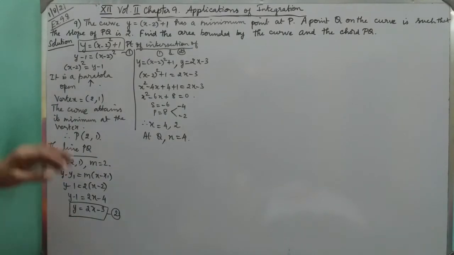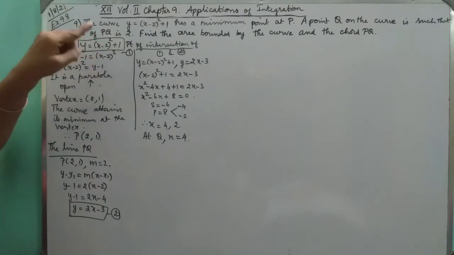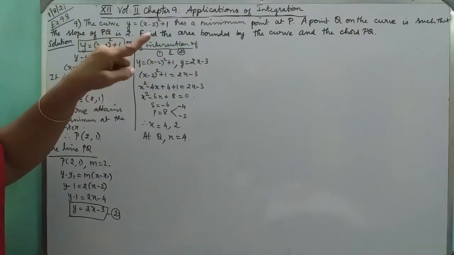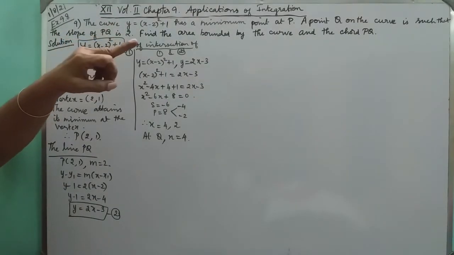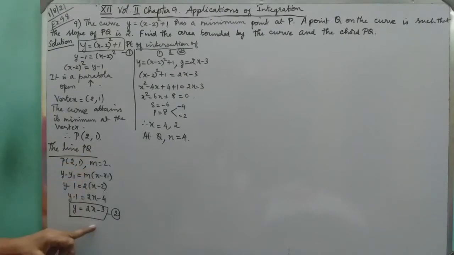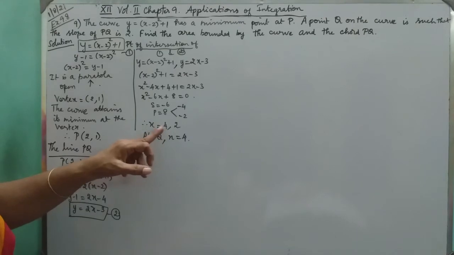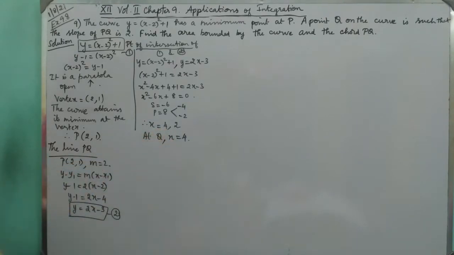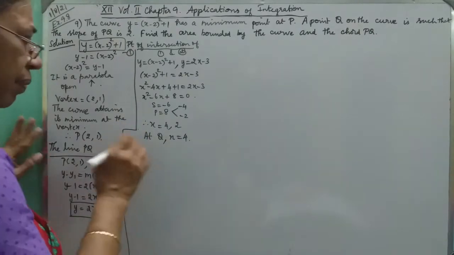Do you understand? So actually the slope of PQ is 2, they are giving. The point Q is on the curve, and also it is on the line PQ, and we have found the line equation PQ. So definitely here you are getting x is equal to 4. That will be nothing but Q's abscissa. So at Q, x is equal to 4. That is the x coordinate of Q.